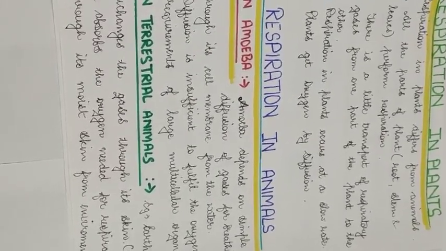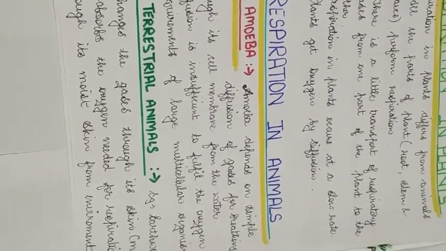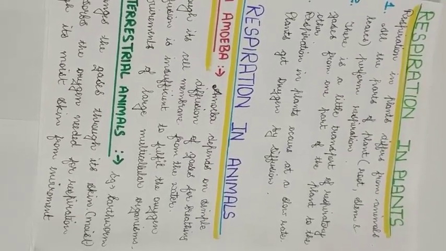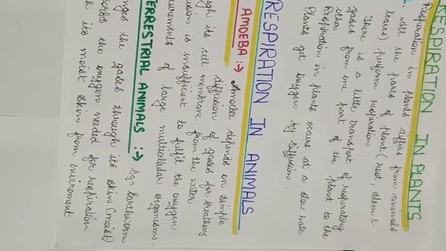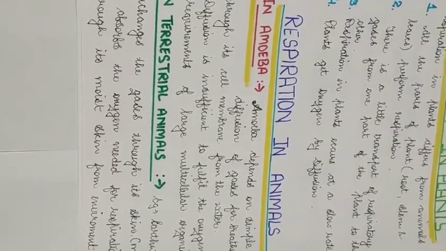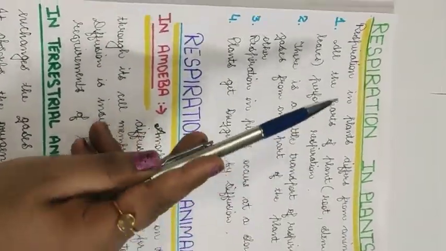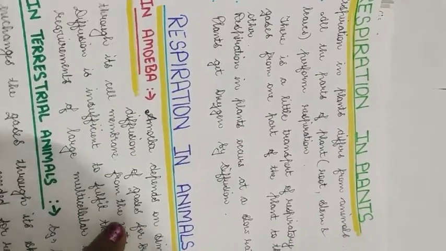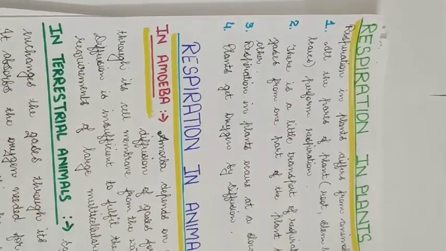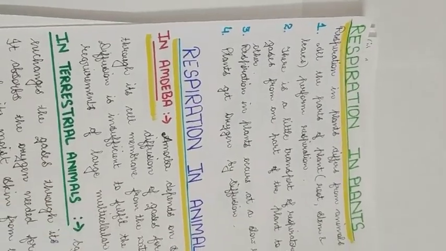And also in the roots they have pore-like structures called lenticels, which allow the air, that is oxygen, to come inside the plants. Stems and leaves have small openings called stomata, through which the air can move inside. So these are the points: all the parts of the plant, that is root, stem and leaves, perform respiration. Roots have lenticels, stems have stomata, and leaves have stomata. So they all perform respiration.